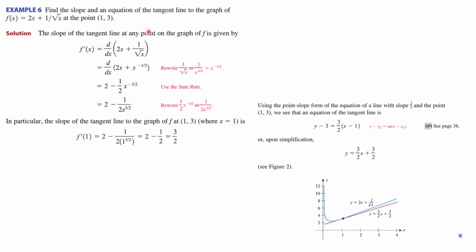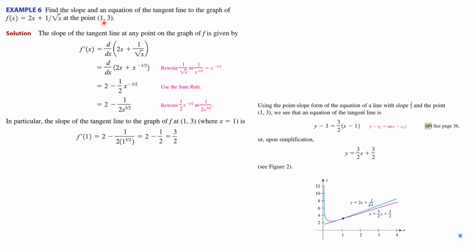Okay, well, the slope of the tangent line is given by the derivative at that point. And so we take the derivative with respect to x of the function. We write it this way, and we take the derivative. The derivative of 2x is 2. The derivative of x to the minus 1/2 is minus 1/2 x to the minus 3/2, and we can rewrite it this way. In particular, the slope of the tangent line at (1, 3), and again we take the 1 because this is a function of x. We plug 1 in there and we find, after calculation, that the slope is 3/2.